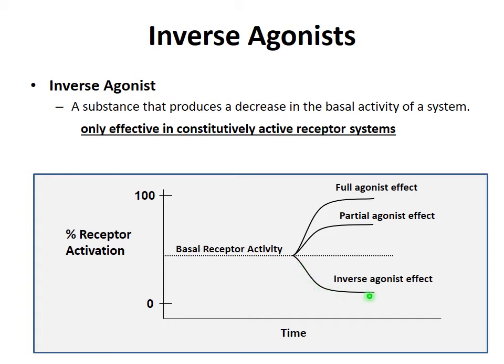And that would be considered an inverse agonist effect. The only reason they believe that can occur is because all the inverse agonists, if they bind, will bind to the inactive conformation and shift it downward. Okay, and I'll show you an example of that in just a few minutes.